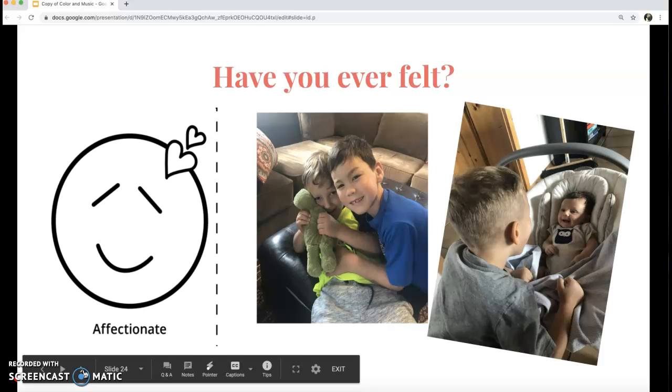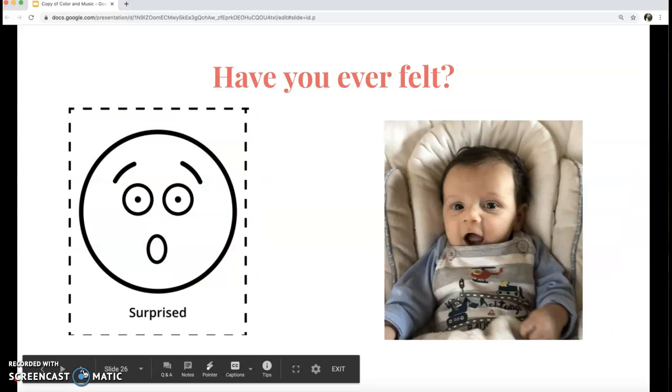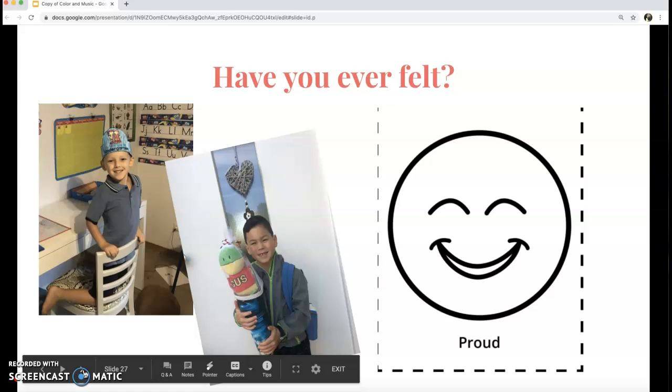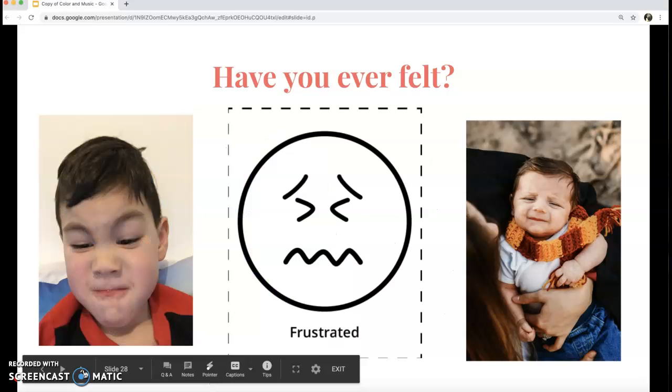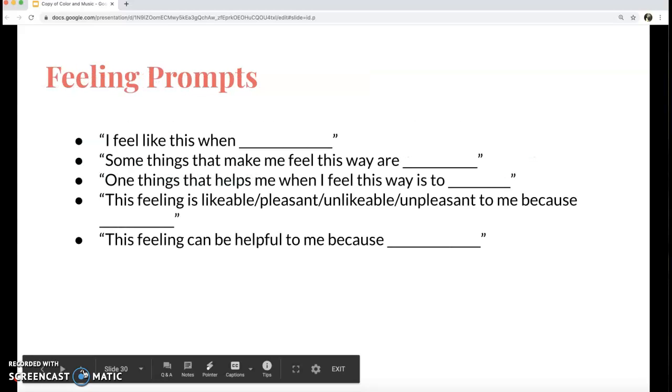So these are some more emotions we have. Have you ever felt affectionate, disgusted, surprised, proud, frustrated? And then again, we have our lovely little models for our kiddos with all those wonderful emotions. And again, going back and talking to our students about what are some of the pleasant emotions and some of the more unpleasant emotions that they talked about, and maybe examples of each of those as well.